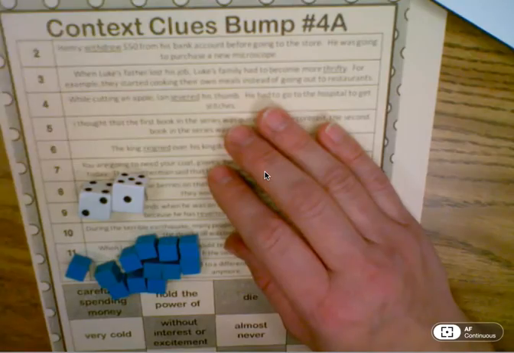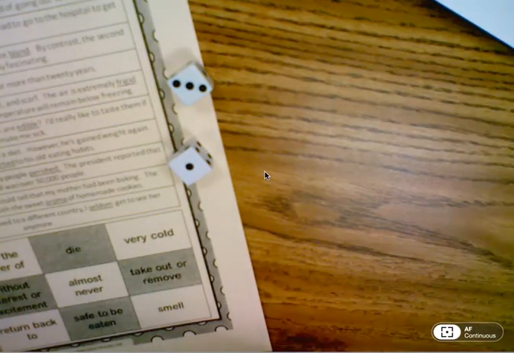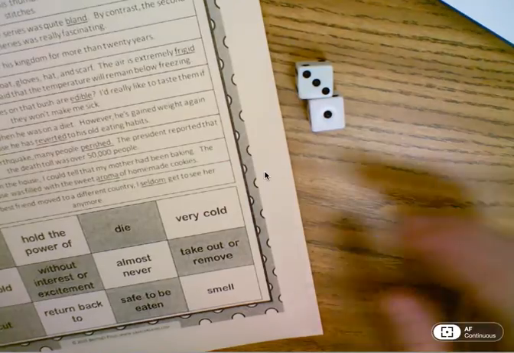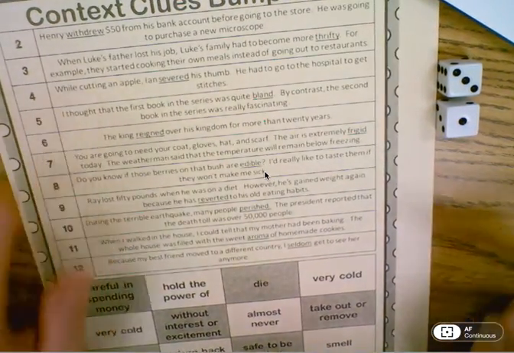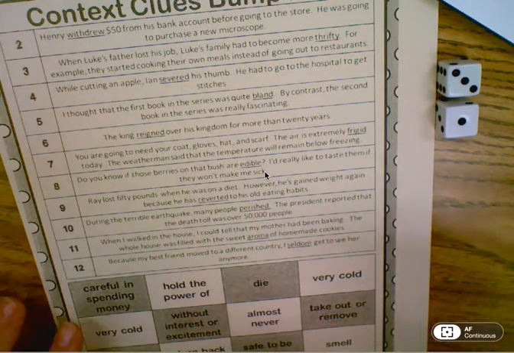Okay? Now, the way you're going to play is that the first person going first is going to roll their dice. Then you're going to find the sum of your dice, which is 3 plus 1, or 4. So then I'm going to go to number 4 on my board, and it says, "While cutting an apple, Ian severed his thumb. He had to go to the hospital to get stitches."